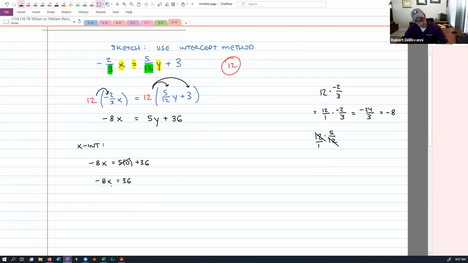And then divide both sides by negative 8. And you'll need your calculator there again. So we'll get a decimal here, right? It's going to be approximate, well, it's exactly negative 4.5. So now that means that I have an x-intercept, negative 4.5, 0.